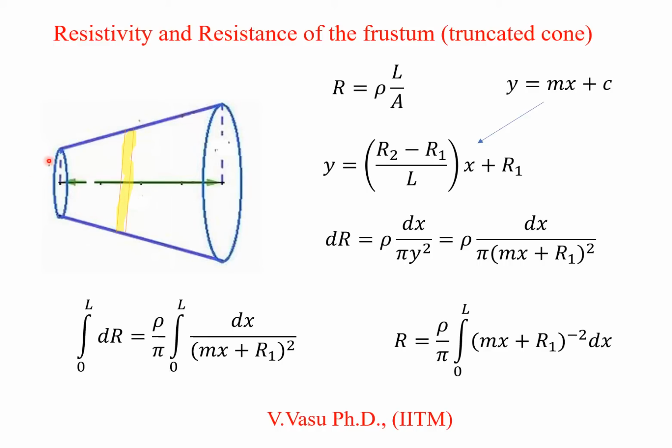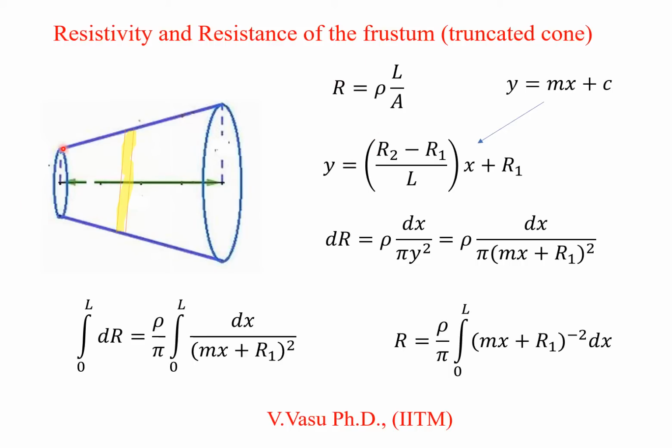Now, take this truncated cone shape. The resistance of the material is equal to rho, the resistivity, which is constant for a material, multiplied by L, that is length, divided by area. This is the definition for the resistance.